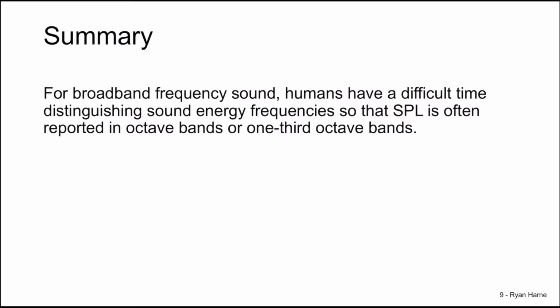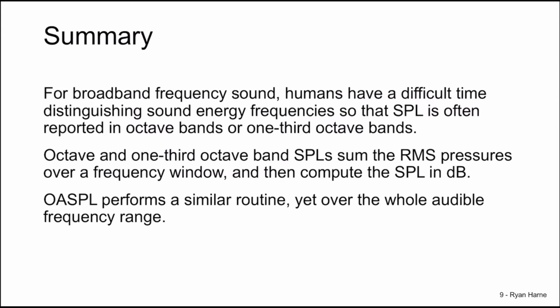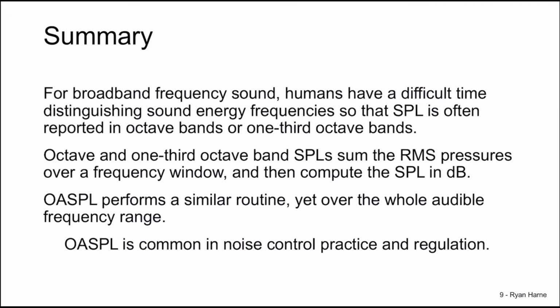Let's summarize what we've learned. For broadband frequency sound, humans have a difficult time distinguishing the frequencies of sound, so we often report sound pressure level in octave bands or 1/3 octave bands. These sum the RMS squared pressures over a frequency window, after which we compute the sound pressure level in decibels. OASPL is similar in calculation, but it is performed over the whole audible or meaningful frequency range, and OASPL is the common way of reporting sound in noise control practice and regulations.